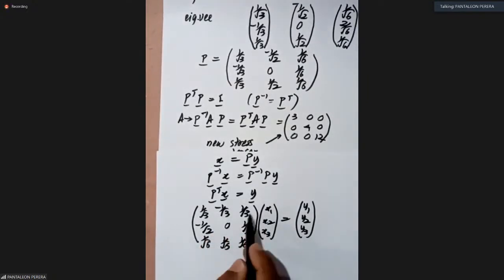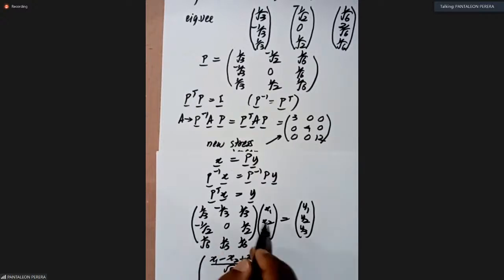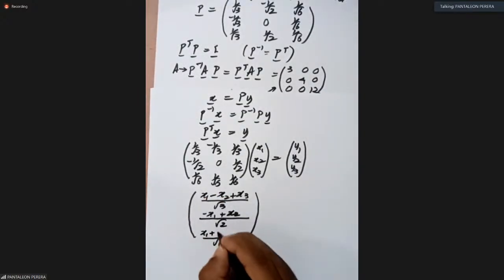Taking the common denominator, we get 1 over square root 3 times (x1 minus x2 plus x3). Then 1 over square root 2 times (minus x1 plus x3). Sorry, then 1 over square root 6 times (x1 plus x2 plus x3).